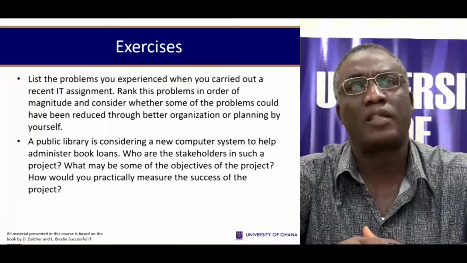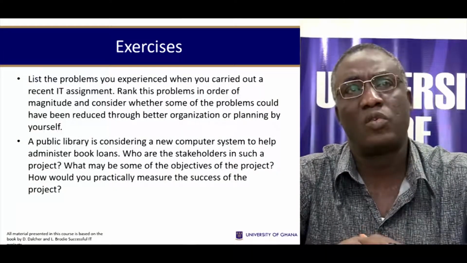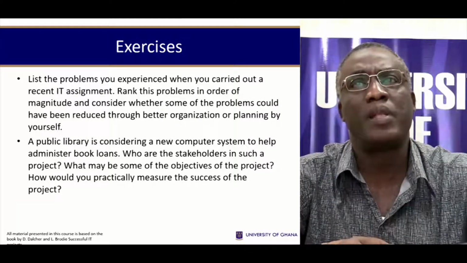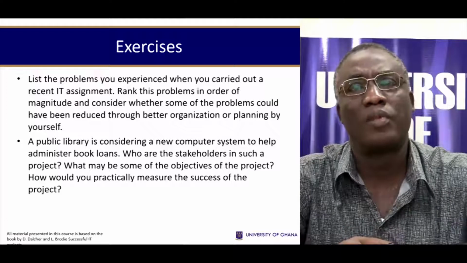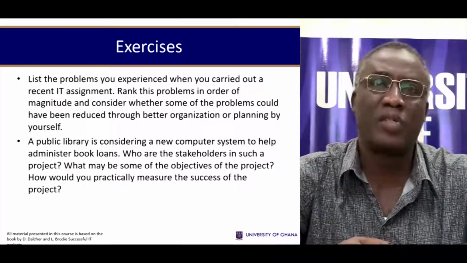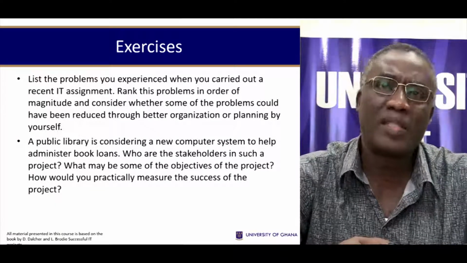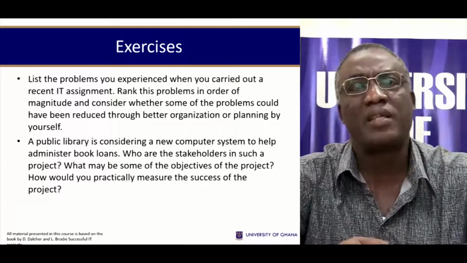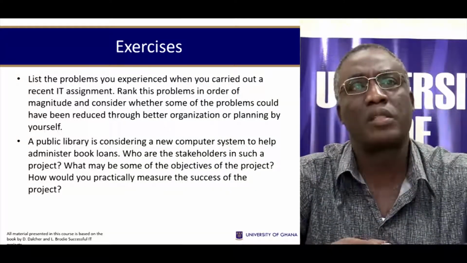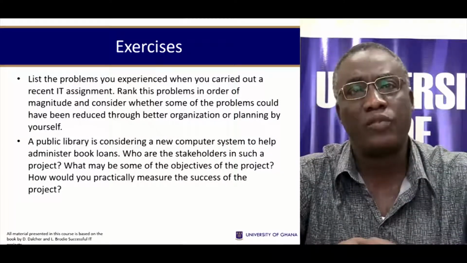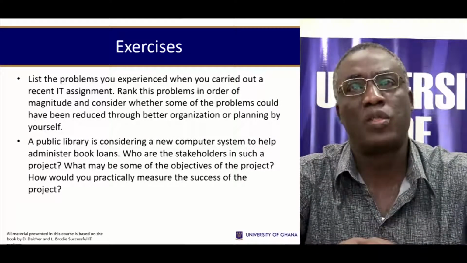The second exercise is as follows. There's a public library, and they are considering a new computer system to help administer book loans. You need to identify who the stakeholders are in this project and what some of the objectives of the project may be. How do you practically measure the success of this project? These are exercises for you to complete. You would have to do this and submit to your tutor, and then later on you may discuss that in class.